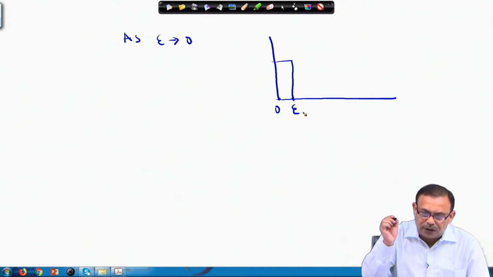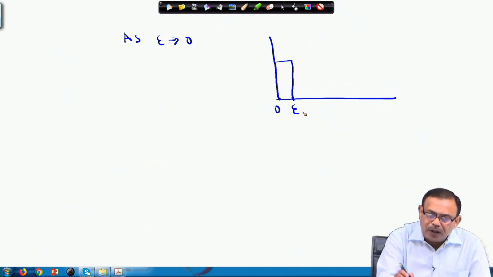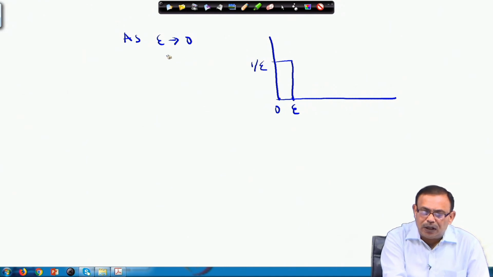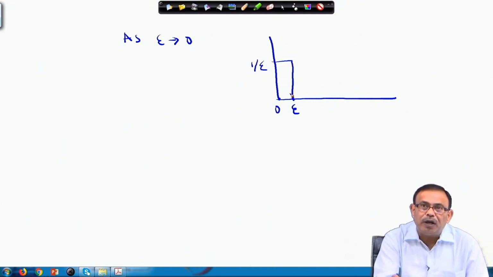This is 0, this is epsilon, and you are having 1 by epsilon over here. So, whenever epsilon approaches 0, what happens? The height approaches infinity in such a manner that the area of this rectangle always remains 1 only. Please note this, because the area of this rectangle is epsilon into 1 by epsilon. So, it is 1; the area of this rectangle will always be 1.